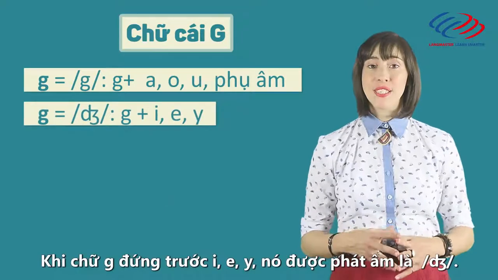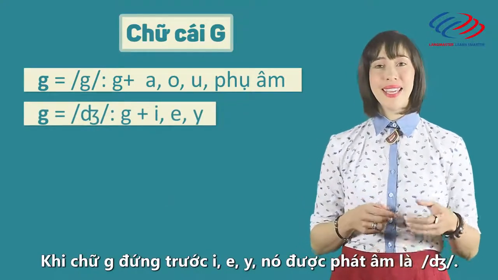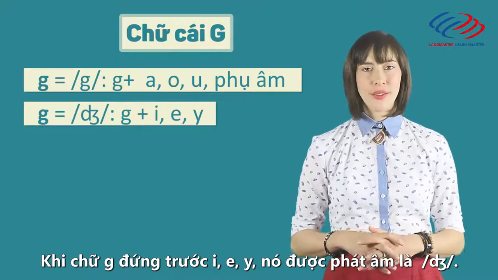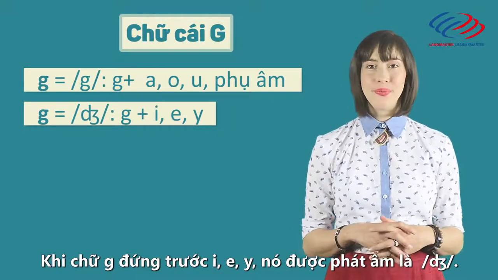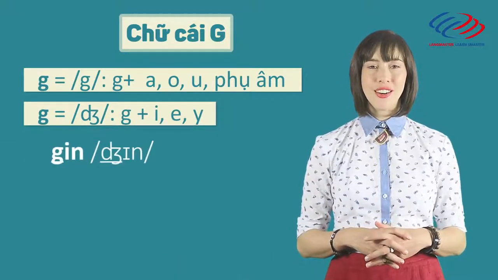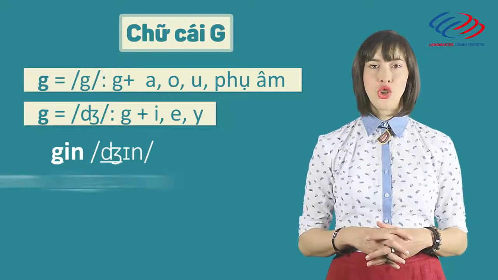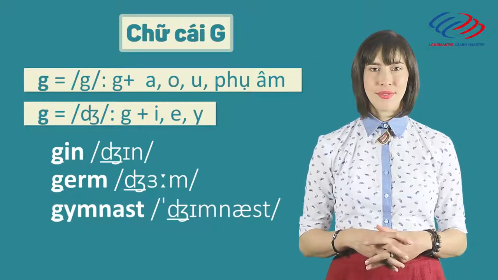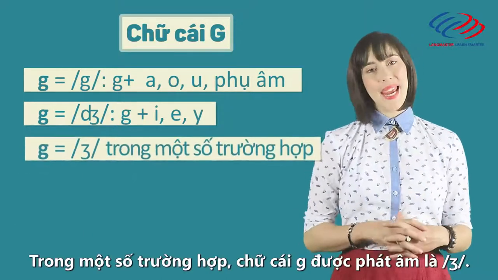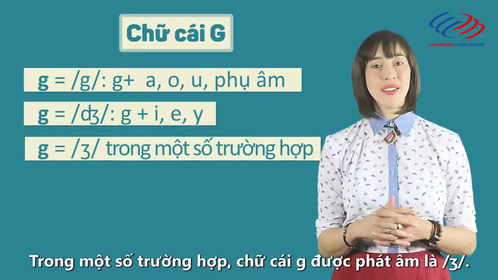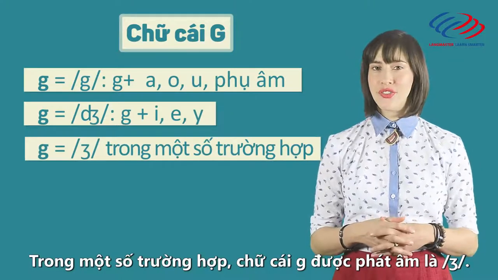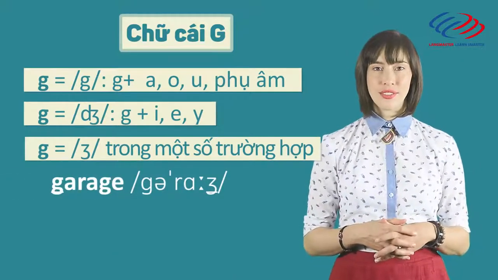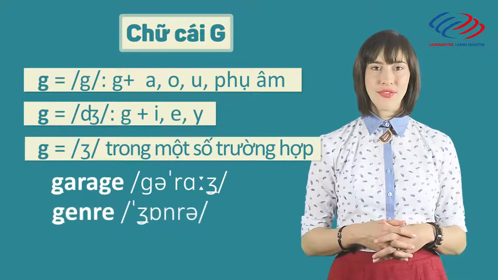When the letter G is followed by I, E, or Y, it's often pronounced as J. For example, gin, germ, gymnast. In some cases, the letter G is pronounced as zh, such as garage, genre.